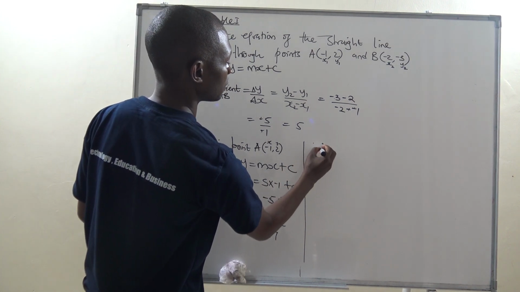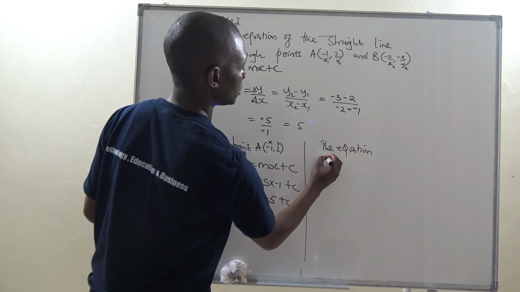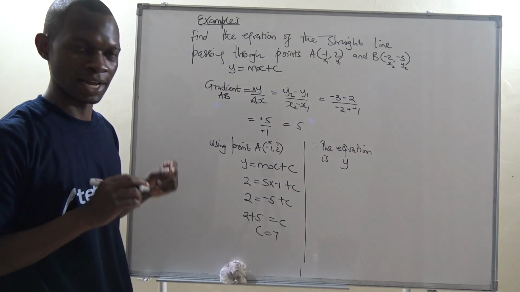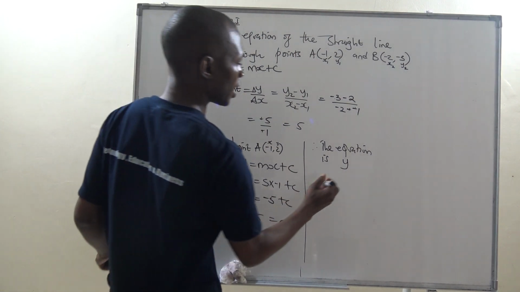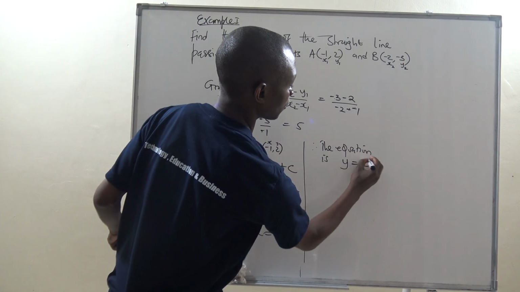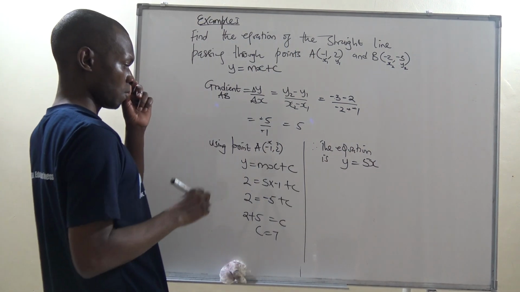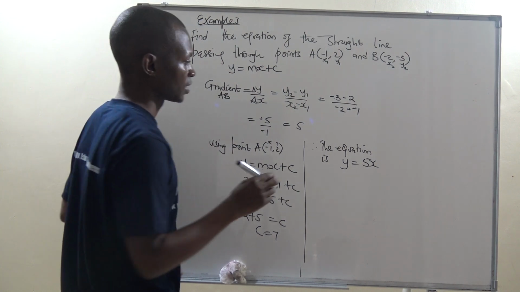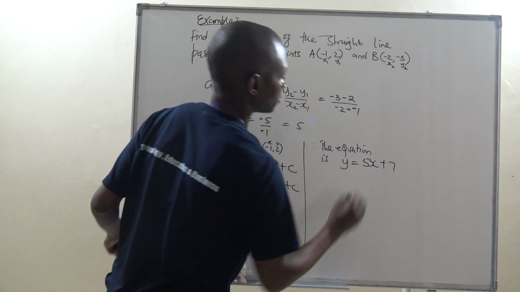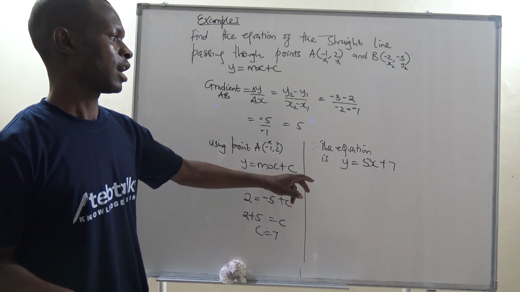So here now you come and say, therefore the equation is y, because in the equation there must be y and x. The equation is y equal to m. M we got it as 5. X, in your equation there must be x and y. Plus c. C we have got it 7. Plus 7. So this is our equation of the line.